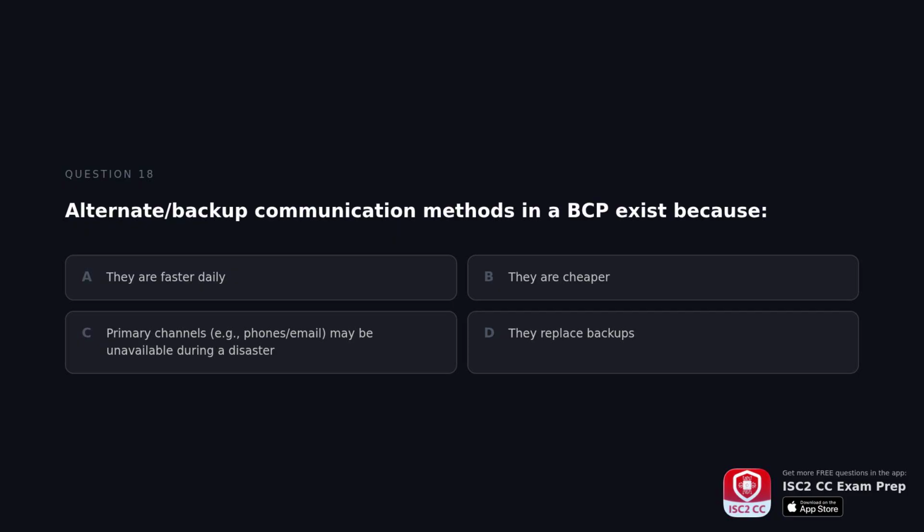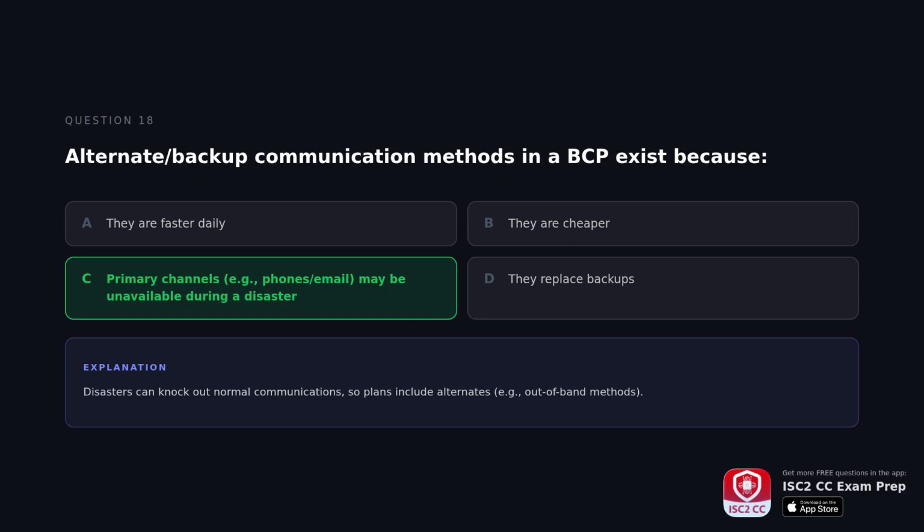Alternate backup communication methods in a BCP exist because: A. They are faster daily, B. They are cheaper, C. Primary channels, for example phones and email, may be unavailable during a disaster, D. They replace backups. The correct answer is primary channels, for example phones and email, may be unavailable during a disaster. Disasters can knock out normal communications, so plans include alternates, for example out-of-band methods.